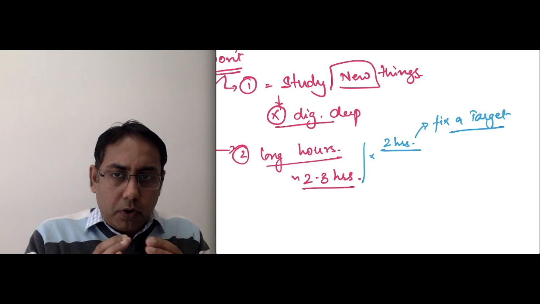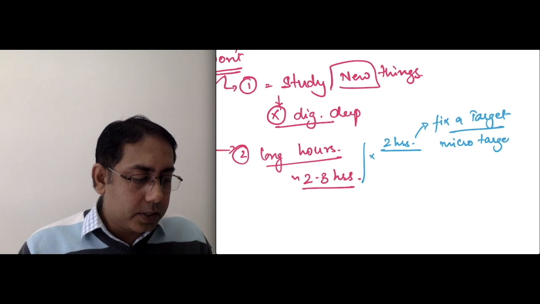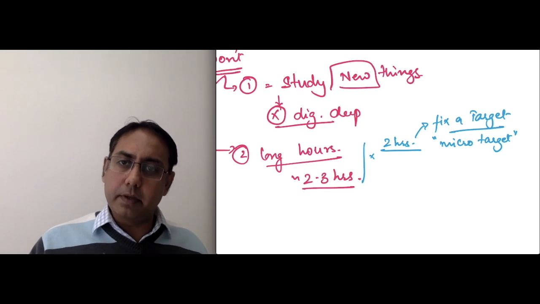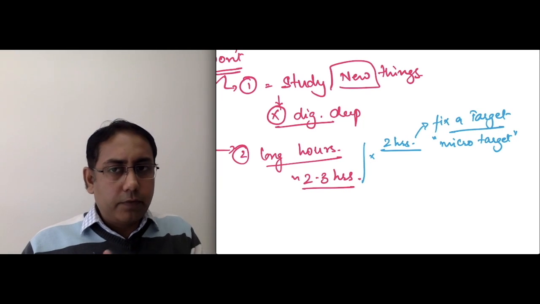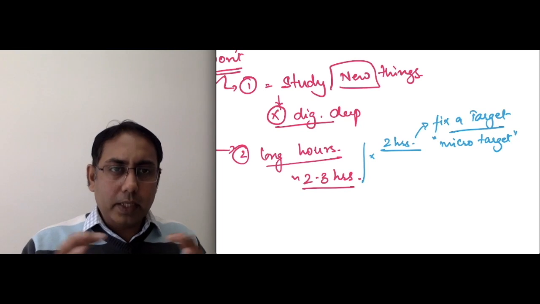So I make small targets. These are like micro targets: I will study hernia in the next 30 minutes. I'll solve all the MCQs from this chapter in the next 30 minutes. I'll start from 587 till 1027 in the next 5 hours. So you make small targets.